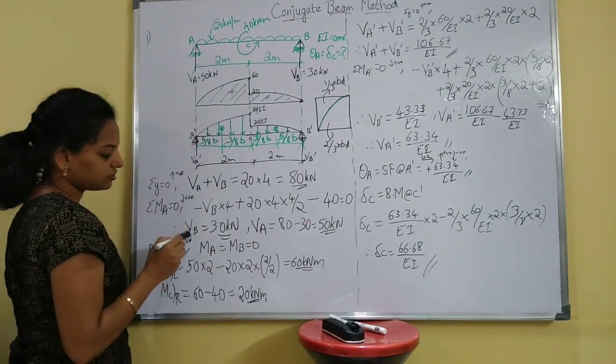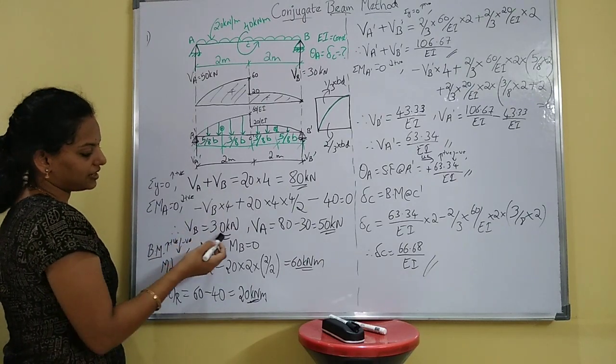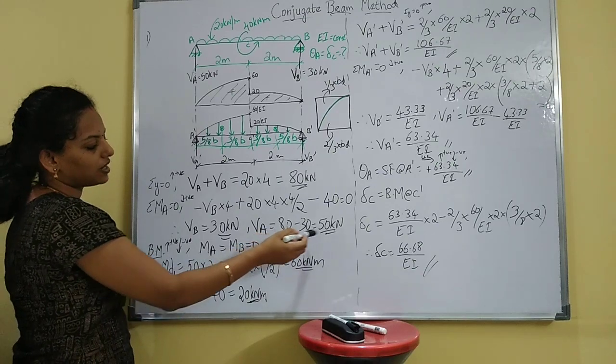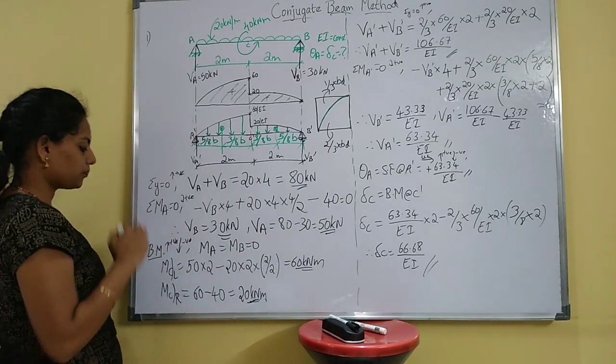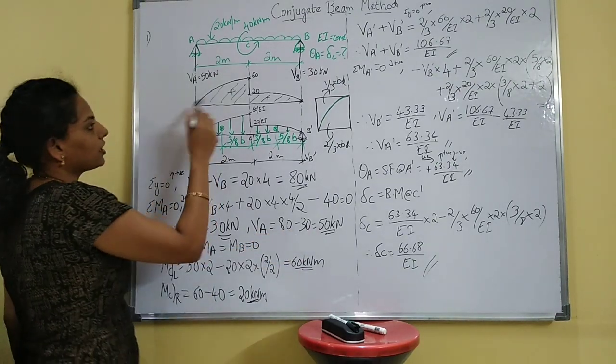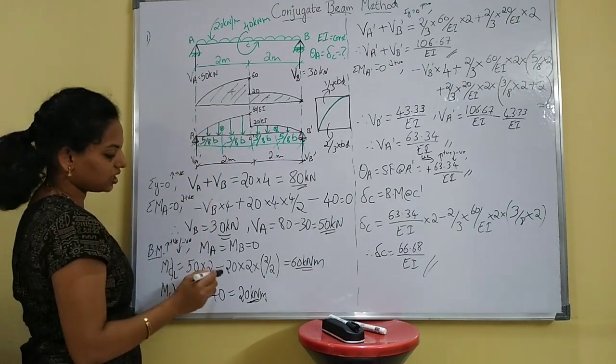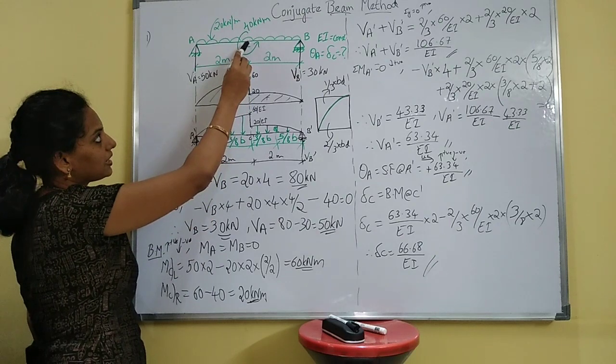Then calculate and you get the value of Vb as 30 kilonewton. Substitute here, and you get Va as 80 minus 30, which is 50 kilonewton. Okay. The next step is to find the bending moment. The bending moment at A and B, at the free ends, is 0. Next, the bending moment at C.